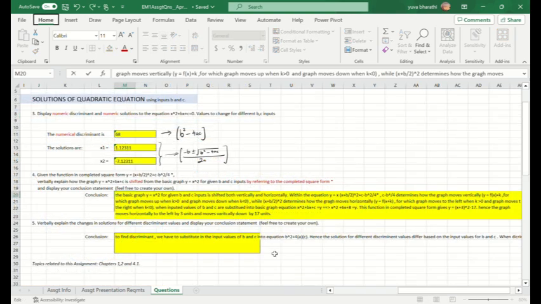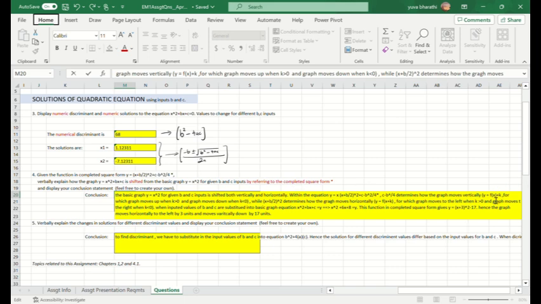Alright, so for question 4, we're asked to explain how the graph will shift when you use the completed square form of the basic graph equation y is equal to x squared plus bx plus c. The graph would both shift vertically and horizontally within the completed square form. C minus b to the power of 2 divided by 4 would determine how the graph moves vertically.